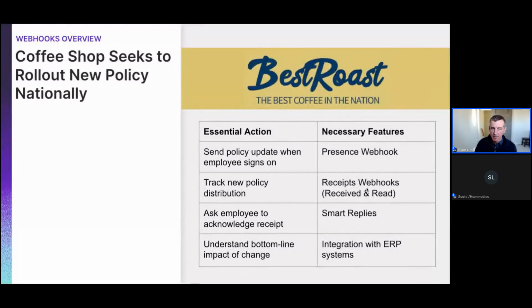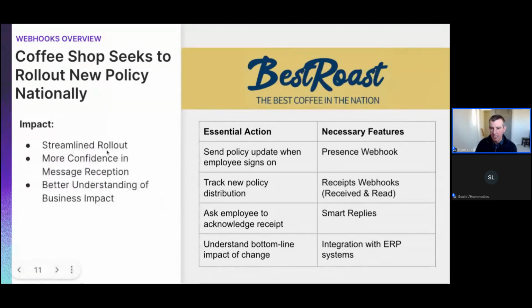They can even go a step further and ask the employee to acknowledge receipt of the new policy, and the employee could reply using our smart replies, which is sort of a separate feature of CometChat that's not a webhook, but very handy in this instance. And then, of course, what they also want to do is understand the bottom line impact of the change. And so they'd integrate the data that they collect from CometChat with their backend systems, their ERP systems. And the impact here, of course, is pretty clear.